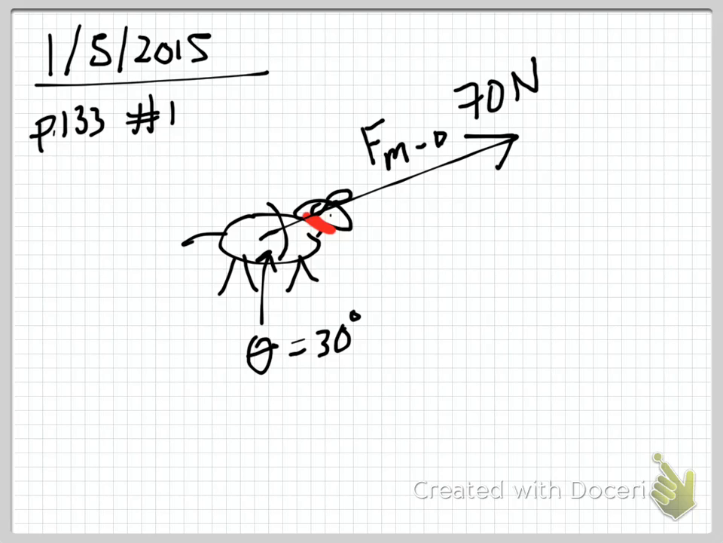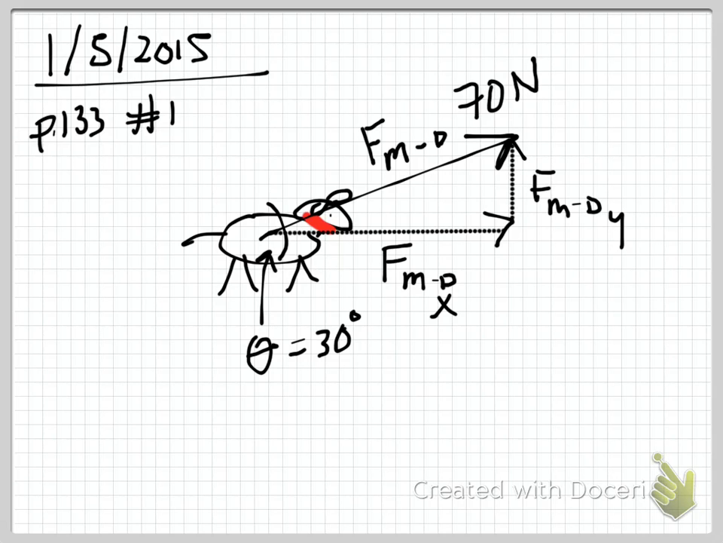Okay. So all it's asking you to do is to find the x and y components of the force. So this is actually more straightforward than a lot of the other ones. X component, force of man on dog x, and this would be force of the man on the dog y. So how do you solve that? It's trig, yeah. That's all it is. That's just simple vector resolution.